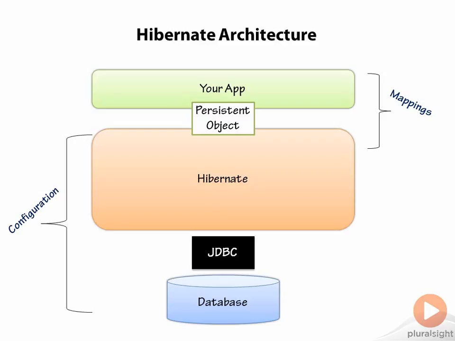So, Hibernate basically works by reading a configuration file, which tells it what database to talk to and how to talk to it, and then reading mapping files that tell it how to map Java objects to relational tables. You write Java code that uses the Hibernate API to do things like save or update your data, or query objects from Hibernate.